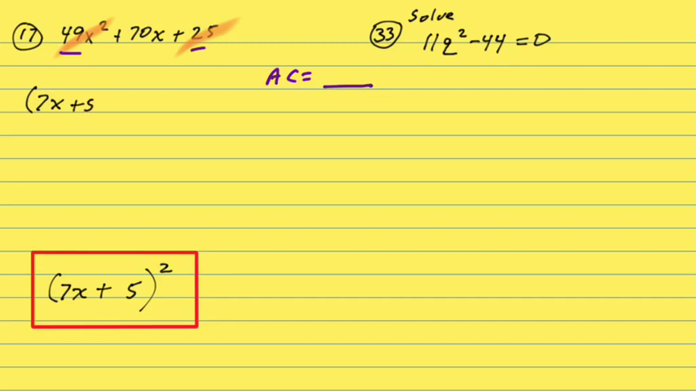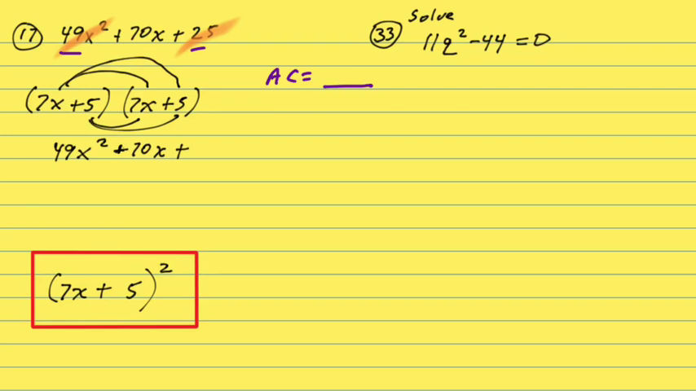7x plus 5 times 7x plus 5. Would that give me 49x squared? Would that give me 35x and another 35x, which is 70x? And last times last is 25. So I think we have it correct.